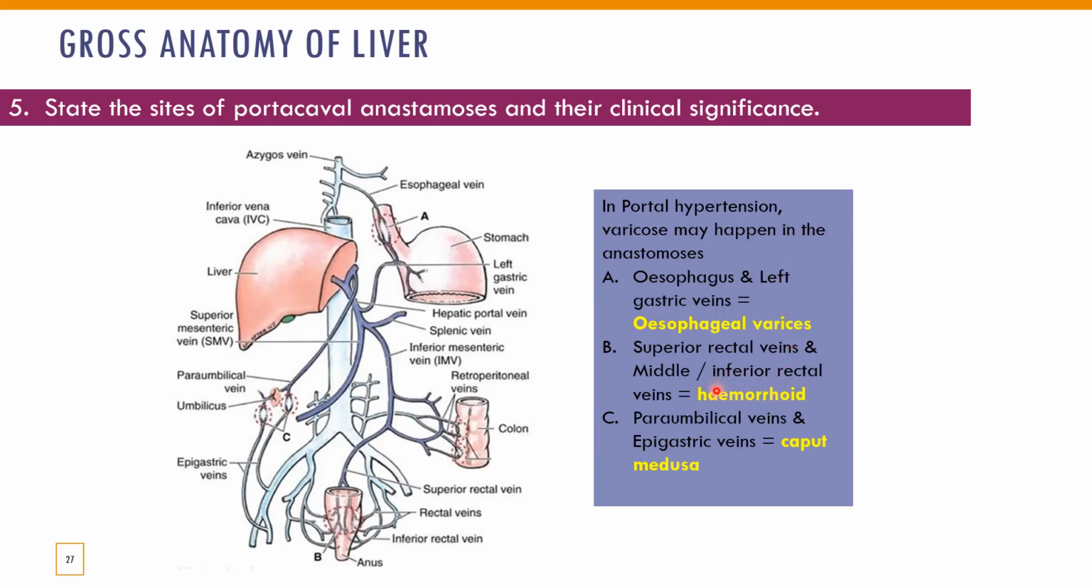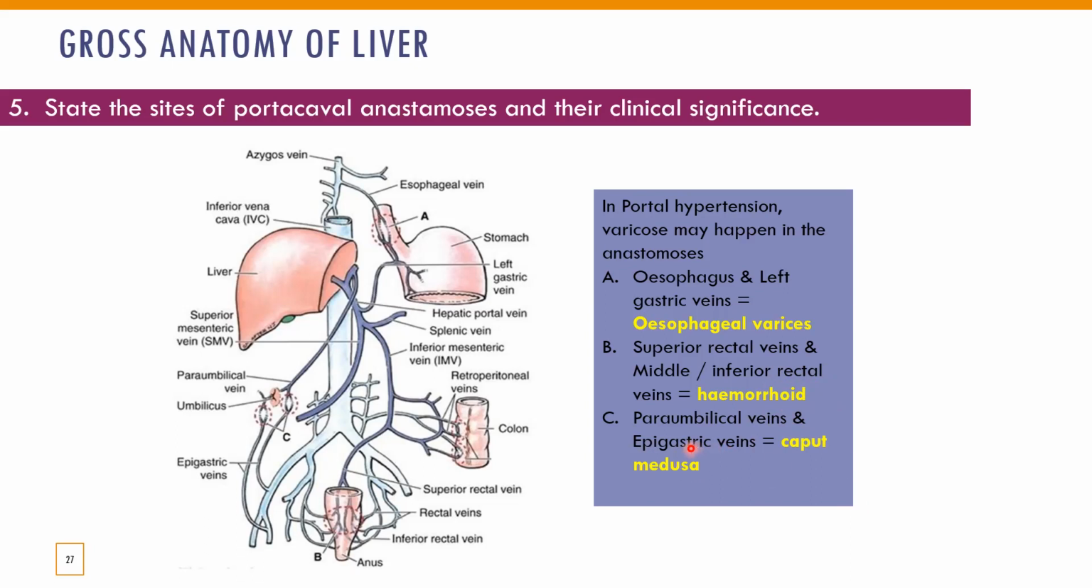Number 2 is hemorrhoids. Hemorrhoids are piles, or in Malay, buasir. This occurs when there is portal hypertension involving this anastomosis, the superior rectal vein and the middle or inferior rectal vein. The veins in the anus become dilated, tortuous, and may eventually rupture, causing hemorrhoid bleeding.